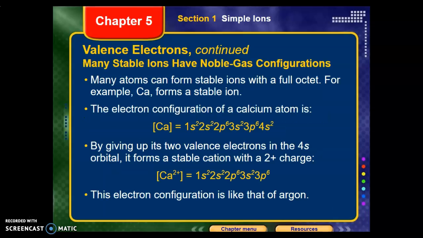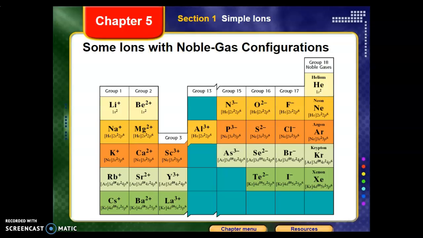And so in the example of calcium, this is actually calcium. Calcium gives up its last outermost electrons, these 2 electrons, and becomes a stable cation with a +2 charge. And when it does that, it looks like argon. It has the same amount of electrons as argon does. And argon is a very happy atom.